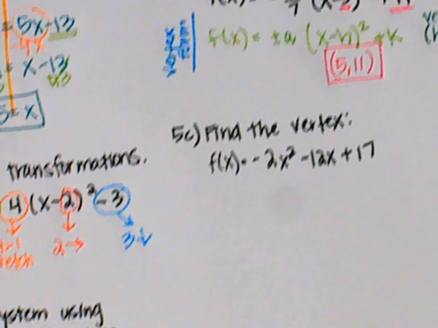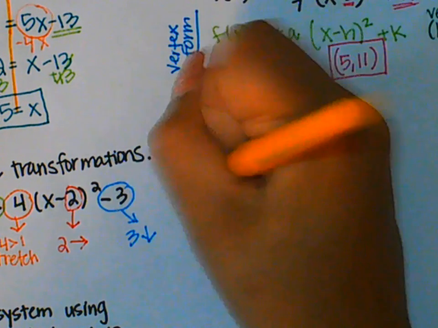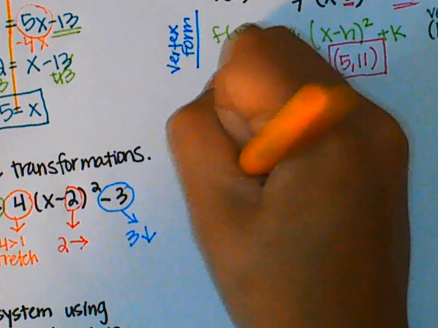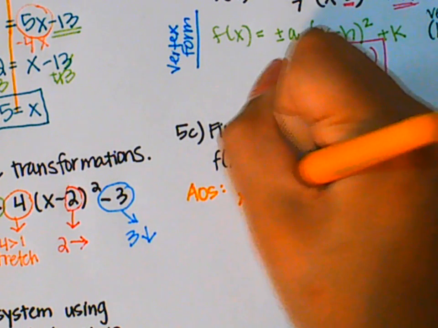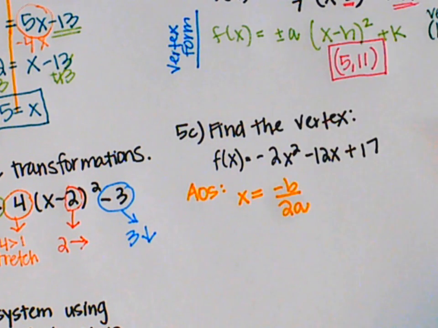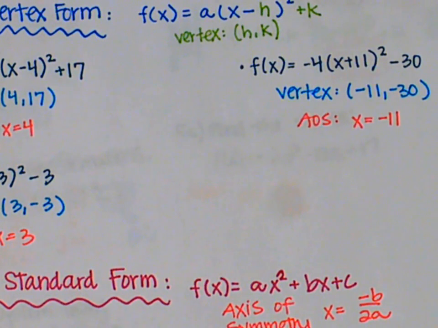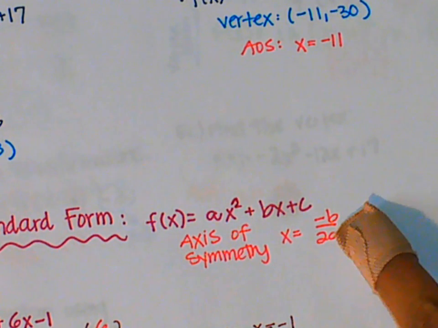5C is given to us in standard form. Now with standard form, it's not as easy as just pulling out the numbers like what we just did. So with this one, we're going to need our axis of symmetry to then pull that out and find our vertex. So if you guys remember, our axis of symmetry is the equation x is equal to negative b over 2a. Looking back at our notes, we have them here. We need to find our axis of symmetry, by doing the negative b over 2a.